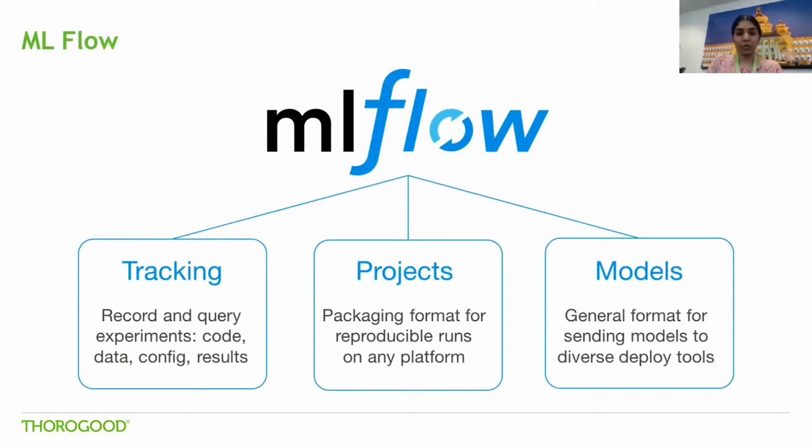MLflow projects, that's the second component. They are a standard format for packaging reusable data science code. Each project is simply a directory with code or a Git repository, and uses a descriptor file or simply convention to specify its dependencies and how to run the code. When you use the MLflow tracking API in a project, MLflow automatically remembers the project version and any parameters. You can easily run MLflow projects from GitHub or your own Git repository and change them to multi-step workflows.